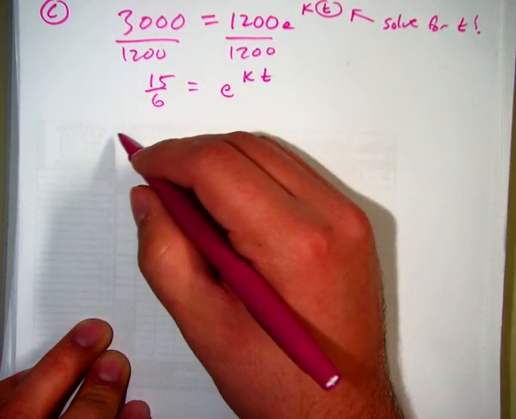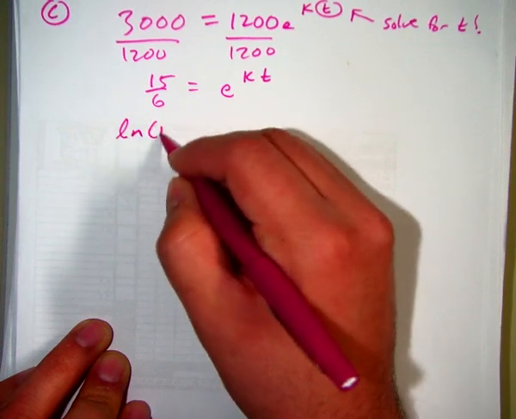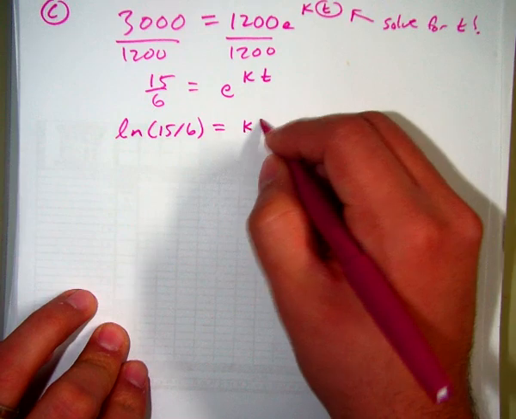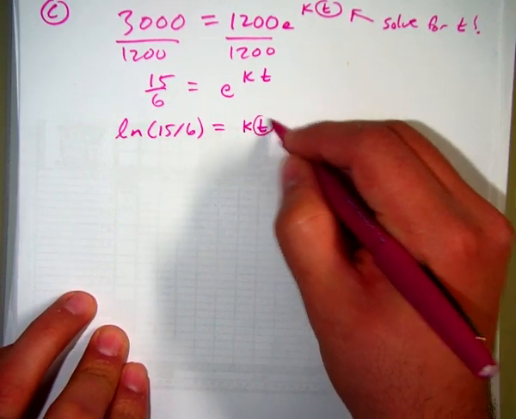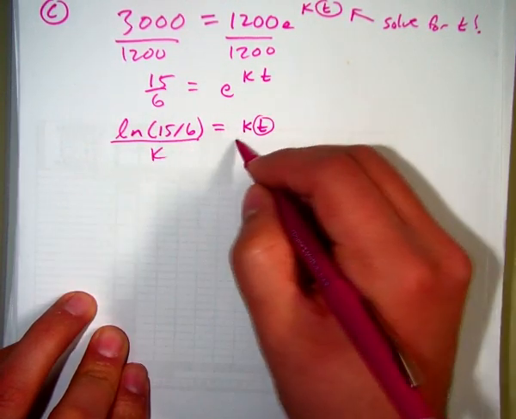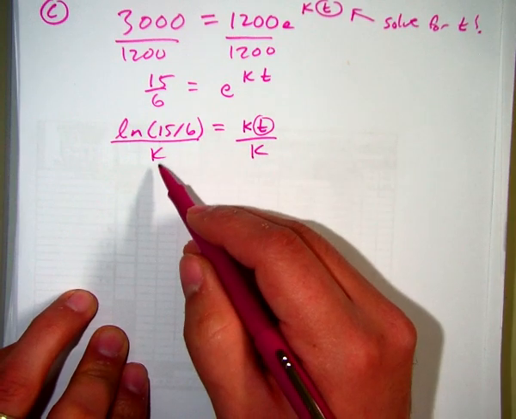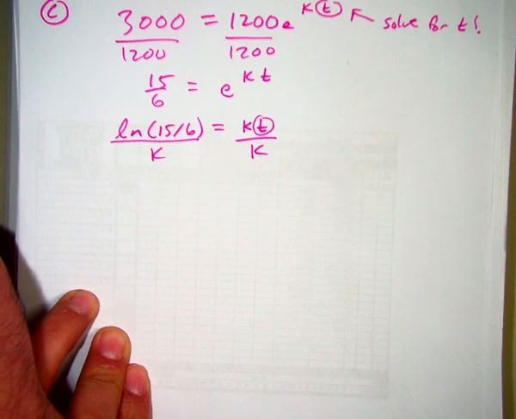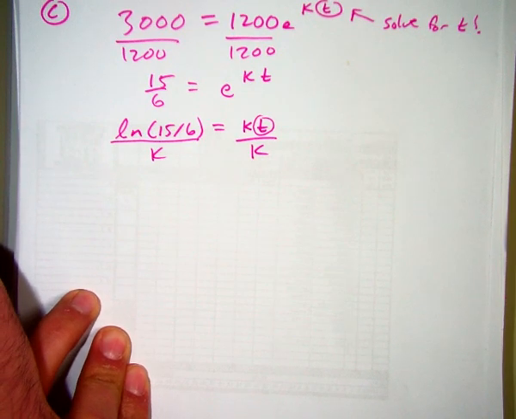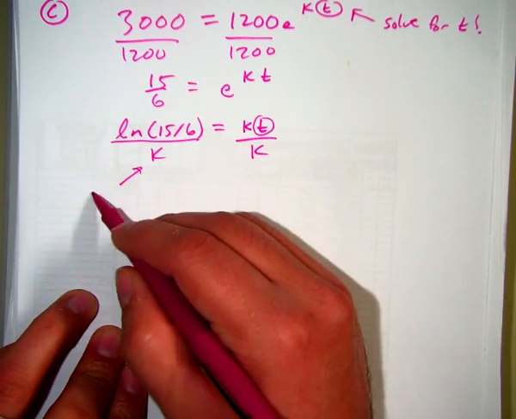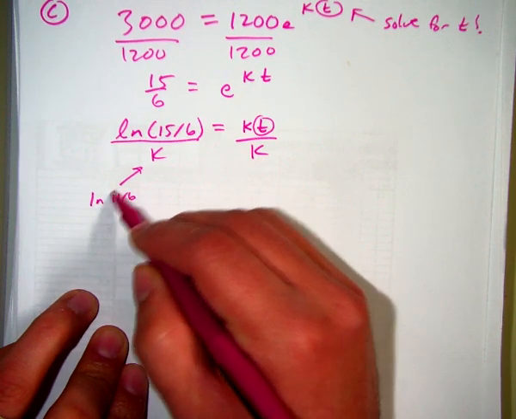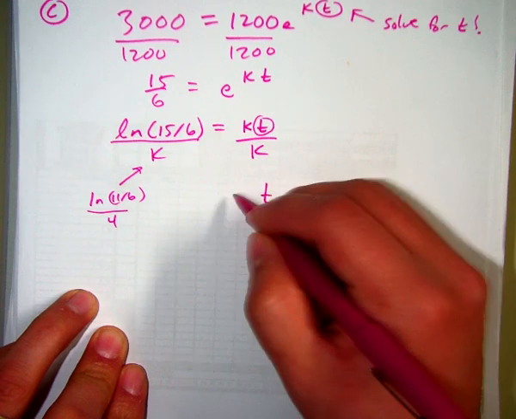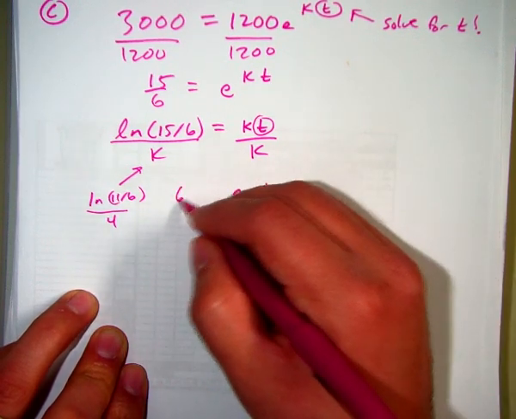Since we're stuck, now we put it in log form. So this is natural log of 15/6 equals k times t. Again, we want to figure out what t is, so we're going to divide everything by k. And again, this should already be stored in the calculator. If you didn't store it, then you're going to have to just type in natural log of 11/6 divided by 4. That's what k equals from before. And when you do that, you get that t is about 6.05 hours.